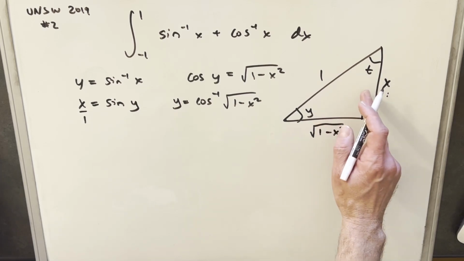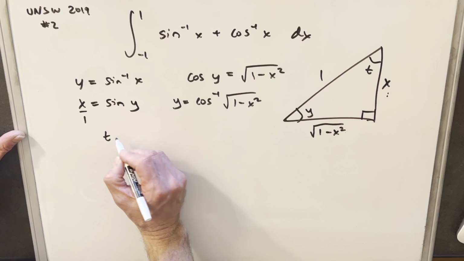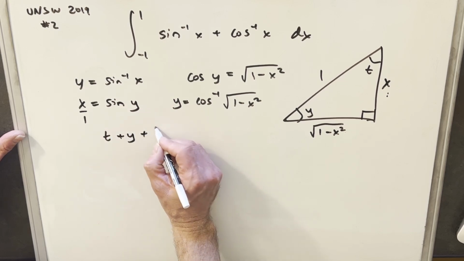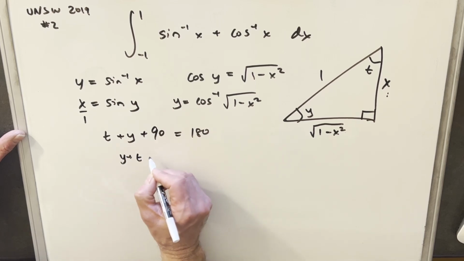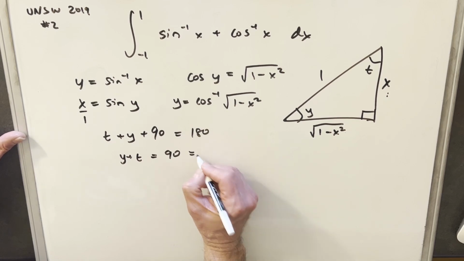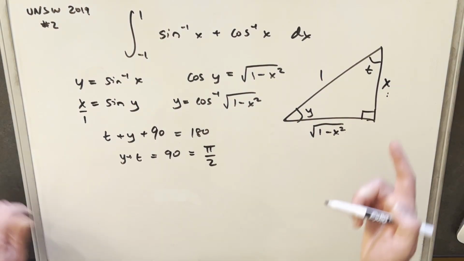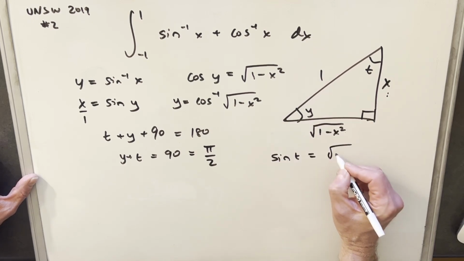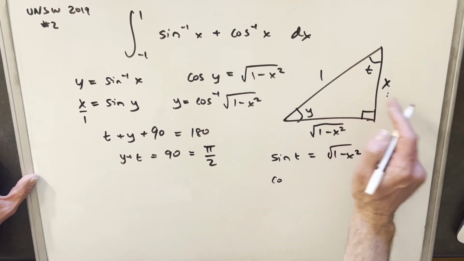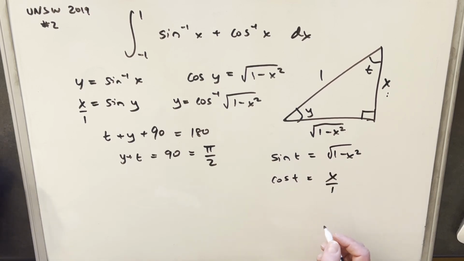First of all, we know that the sum of the angles of a triangle is 180. And if that's 90, so we know that t plus y plus our 90 has to equal 180. Well, that means that y plus t equals 90, and we can express that as pi over 2. But what we need to do here is make some use of this angle t. You'll notice that the sine of t would be opposite over hypotenuse. So sine of t is going to be the square root of 1 minus x squared. Cosine of t, adjacent over hypotenuse, is going to be x over 1, or just x.